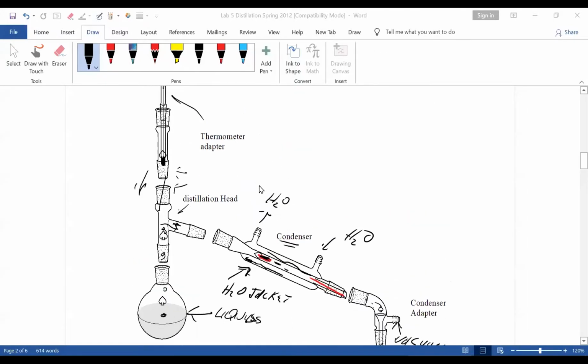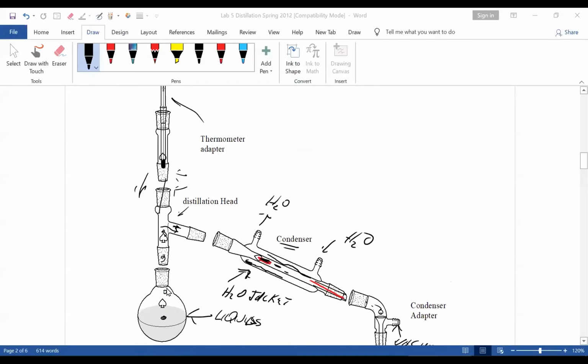Now, this whole thing is called the distillation apparatus. And hold on 1 second. I'll be right back. I just remembered something.